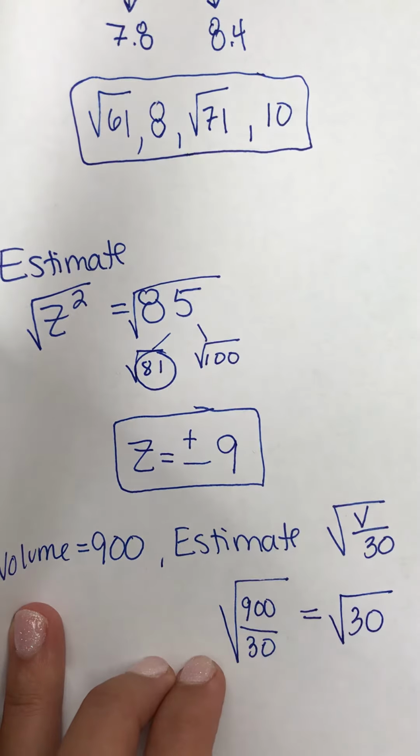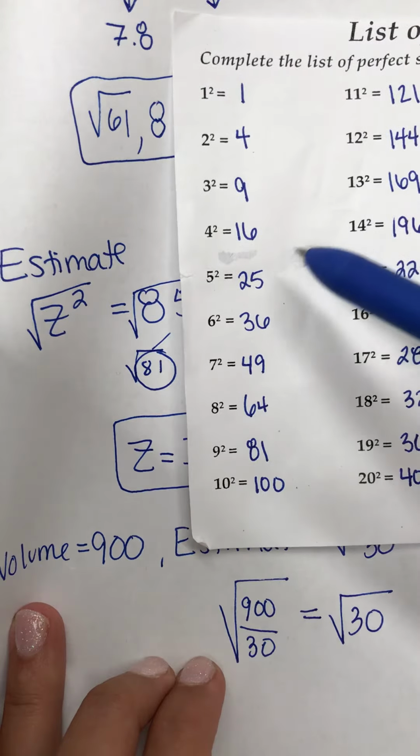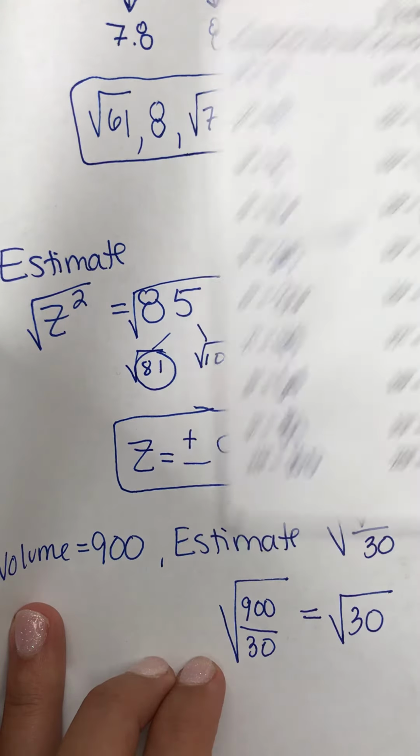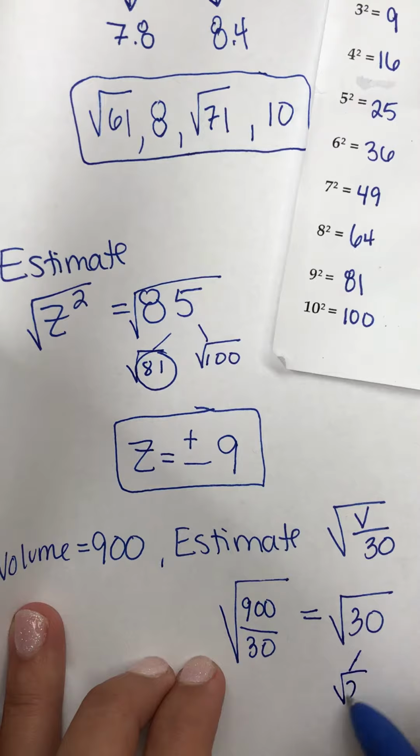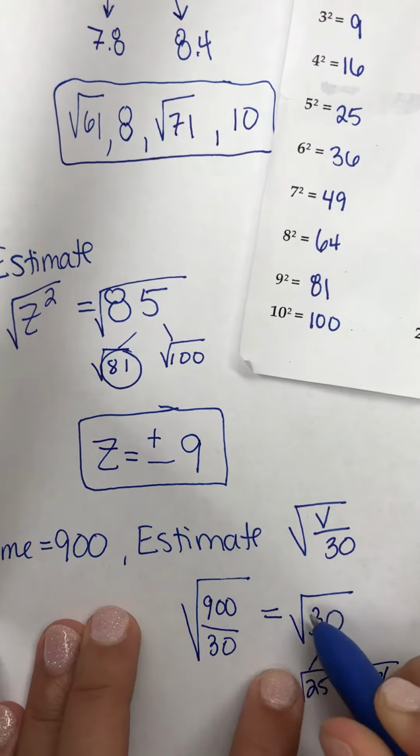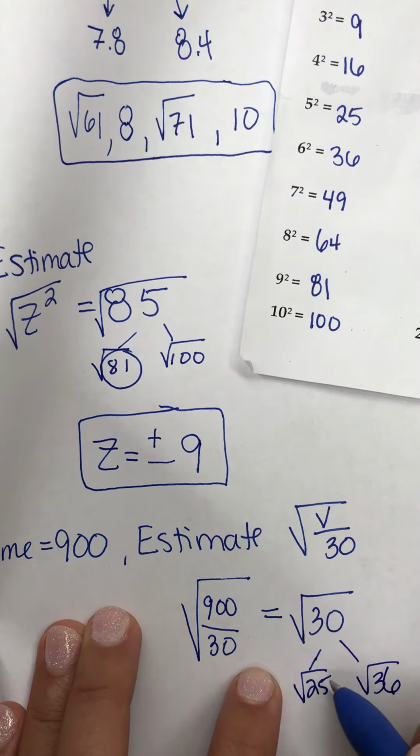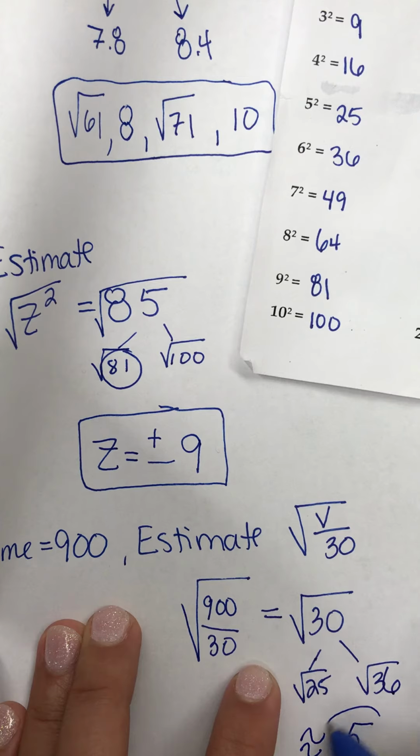So now I'm estimating the square root of 30. Here's my perfect square sheet. 30 falls between 25 and 36. Okay. 30 is closer to 25, so this would be estimated as a 5.